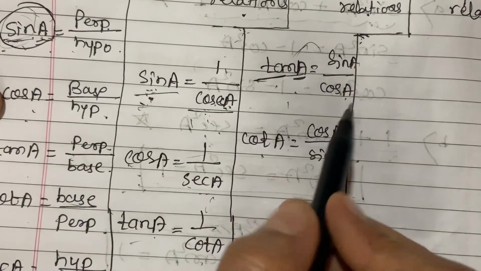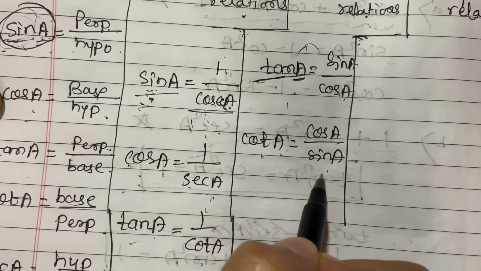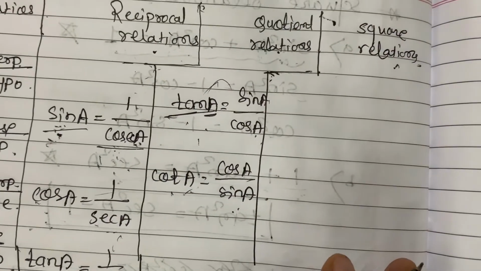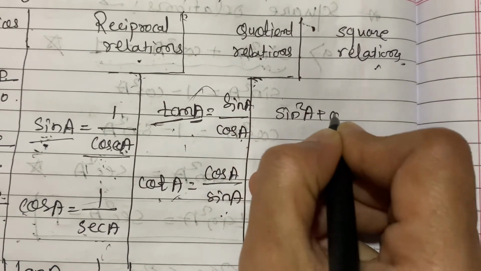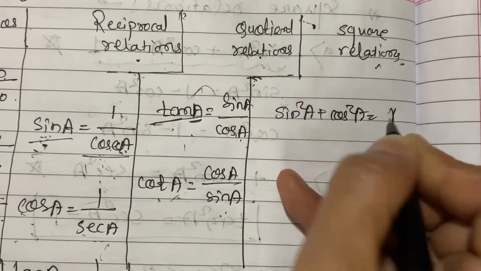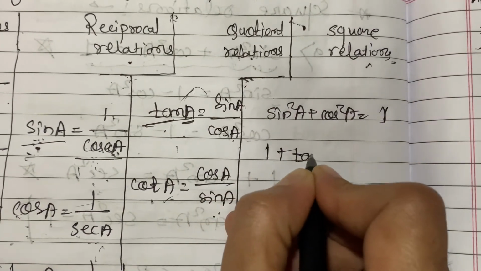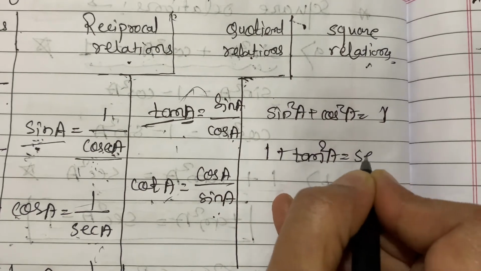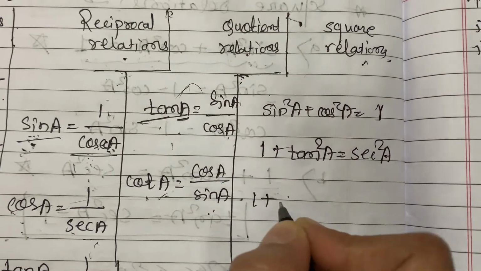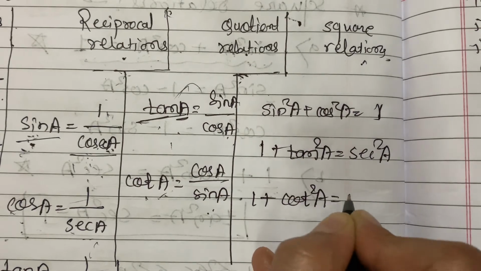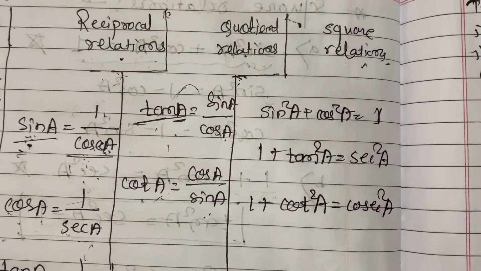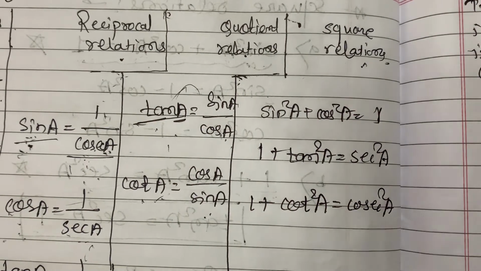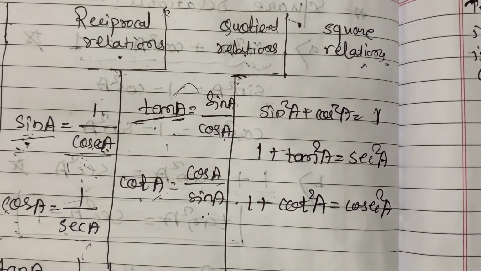So tan A is equal to sin A upon cos A, and cot A is equal to cos A upon sin A. This is called a quotient relationship. And the last, the square relationships we have seen: sin square A plus cos square A is equal to 1, 1 plus tan square A is equal to sec square A, and 1 plus cot square A is equal to cosec square A. So these three are the square relationships. Based on this we are going to solve the problems.